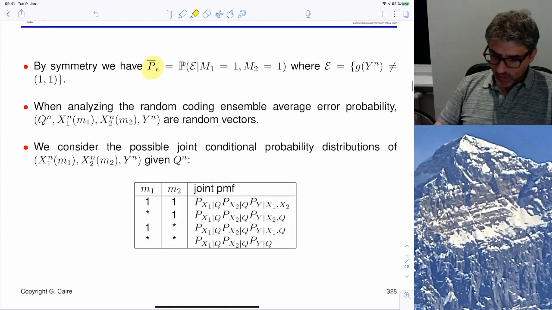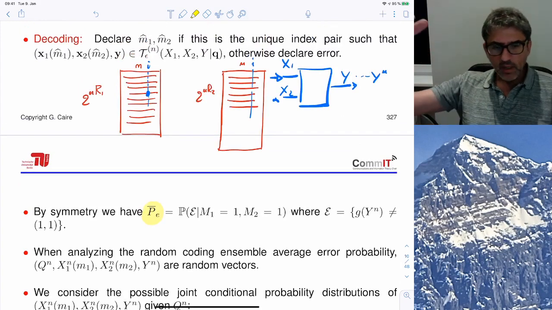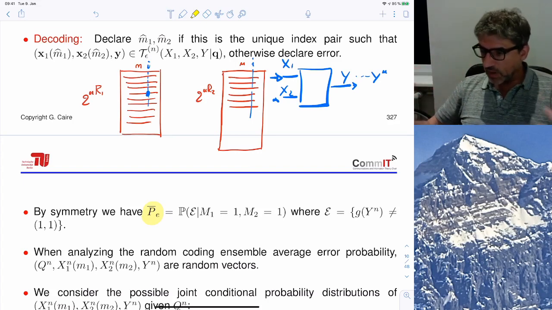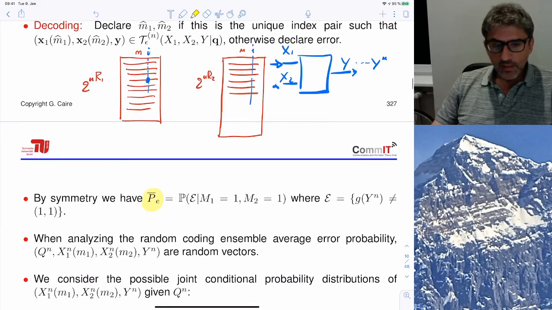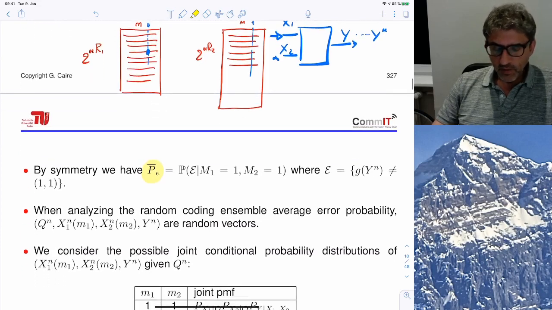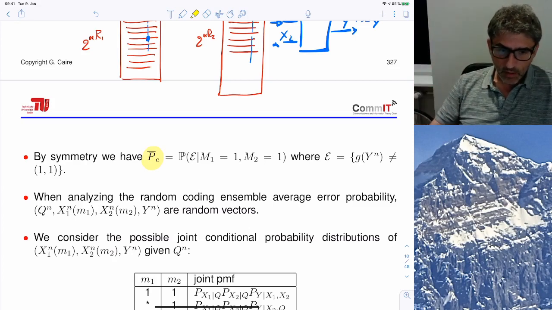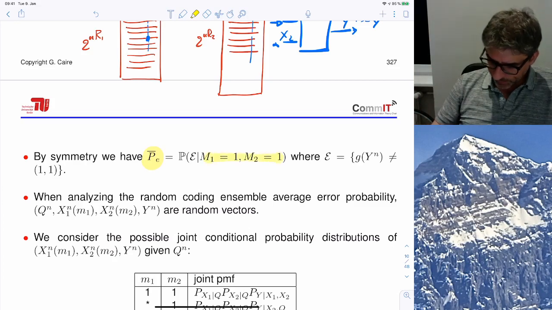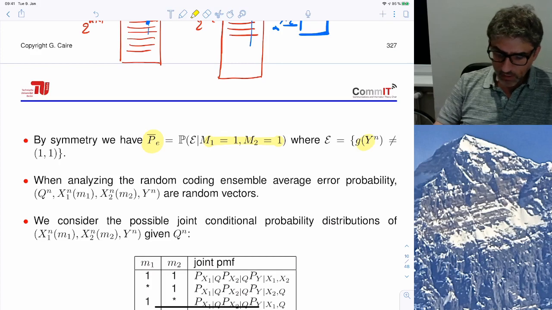And then this ensemble average error probability turns out to be independent of the particular messages that we have selected, precisely because by generating the code words in an independent fashion, we can permute all the code words, which corresponds to permuting all the messages, and we still find the same codebook. So the identity of the transmitted messages is irrelevant. The problem becomes symmetrized with respect to the messages. We can consider that without loss of generality, the two transmitted messages are message 1, 1, and therefore the probability of error is the probability that the decoder chooses something that is not 1, 1.